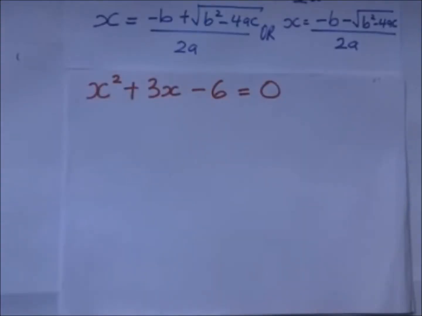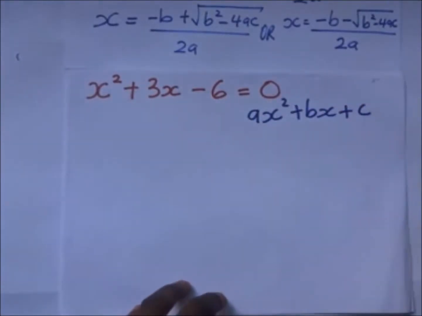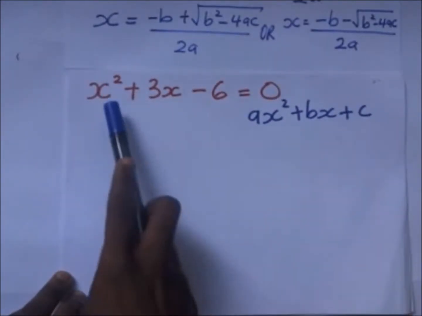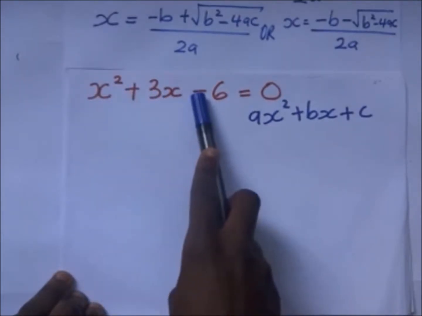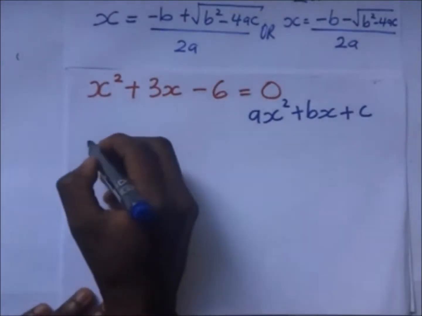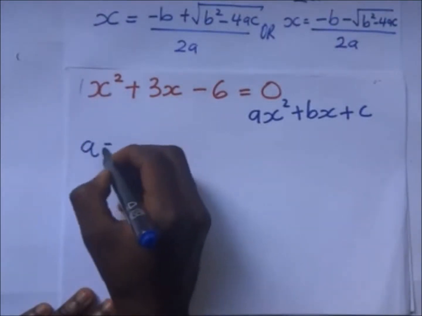In using the quadratic formula to solve quadratic equations, we are supposed to make sure that we rearrange our equation in such a way that it is in this form. Now, in instances where it is already arranged in that form, we just go ahead and substitute. Now, if you look at this formula, it is already in that form, ax squared plus bx plus c. And our value of a, according to this formula, is 1.